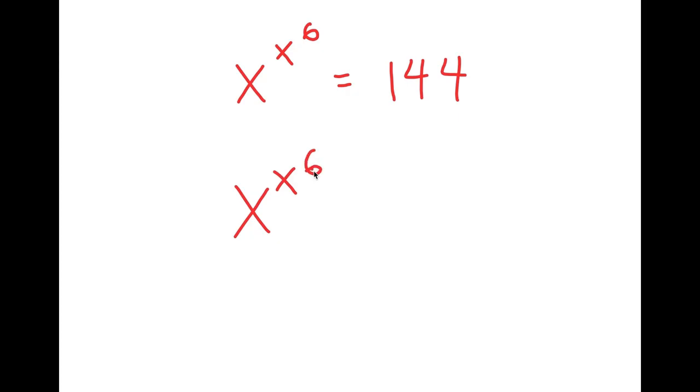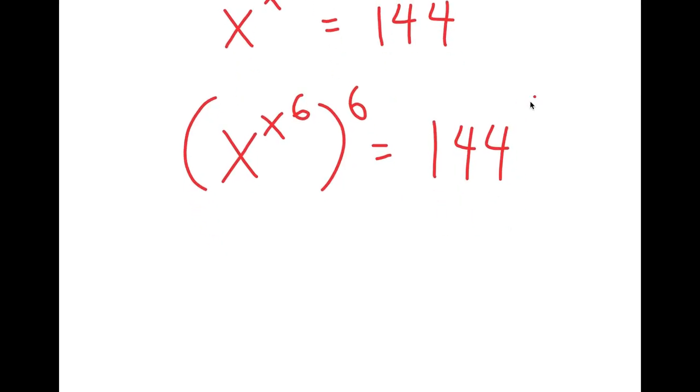So this is my solution. Alright, so in this video, I'm going to solve the equation x to the power of x to the power of 6 is equal to 144. So to solve this, I'm going to first start by taking the power of 6 on both sides. So I get x to the power of x to the power of 6, to the power of 6, is equal to 144 to the power of 6.